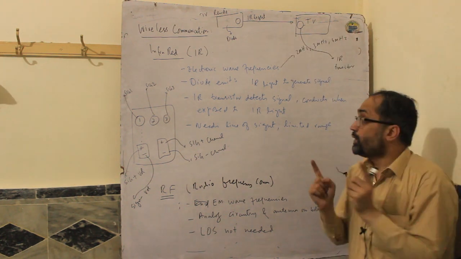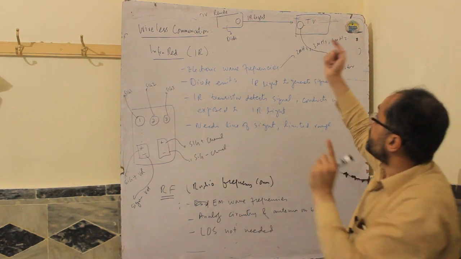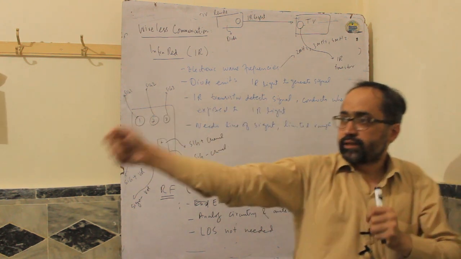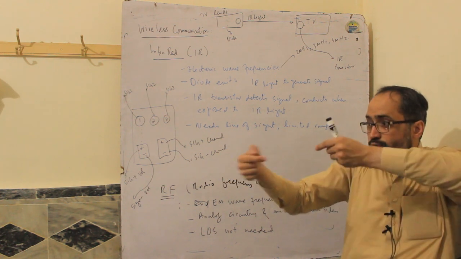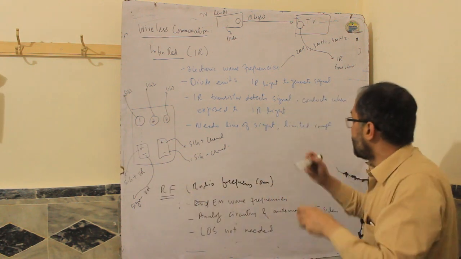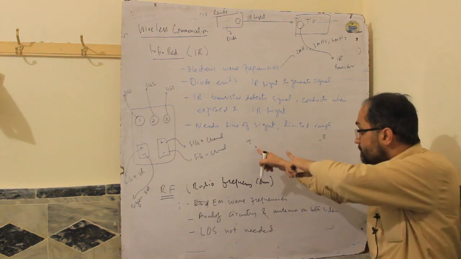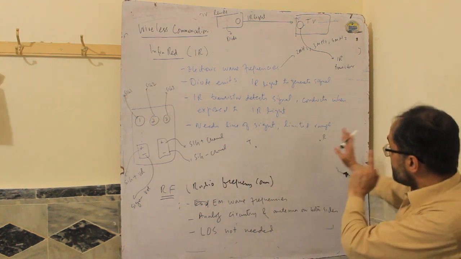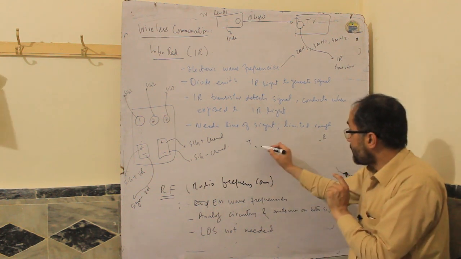However, we need a line of sight between the transmitter and the receiver. Let's assume that I'm here and the television is in front of me. When I press some signal, the transmitter and the receiver should be in the line of sight. This is your transmitter and this is your receiver. On the transmitter side, you have a diode which generates this signal, and on the receiver side, you have an IR transistor that will detect that signal. So it has to be in the line of sight.